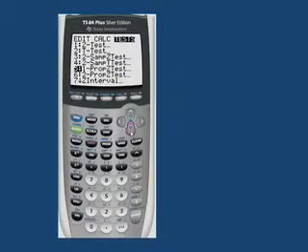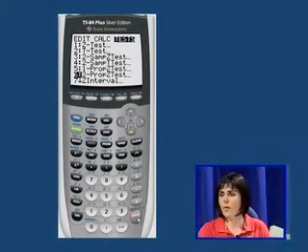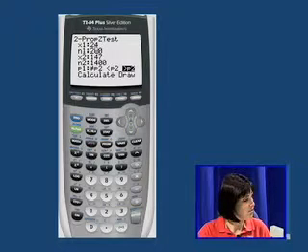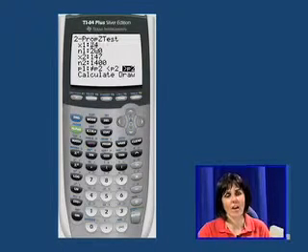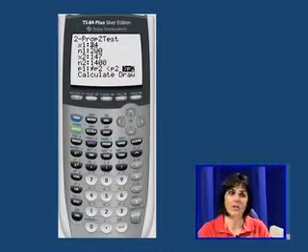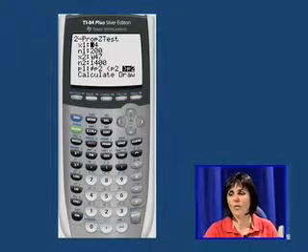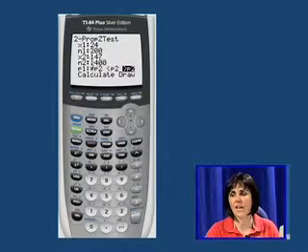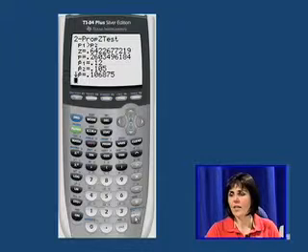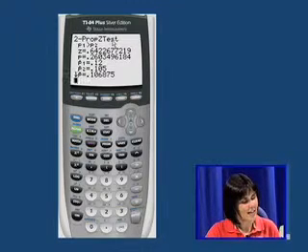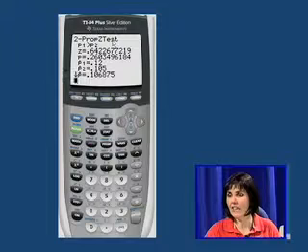For that one, I need to pick 2-PropZInt, and that is going to be choice 6. When you pick that one, the data that I entered previously will still be there if you just did this right after your hypothesis testing: x1 24, n1 200, x2 147, n2 1400, and your hypothesis is already there. Then you can pick calculate. When you pick calculate, you have the 2-PropZTest. Now I want to get the interval.